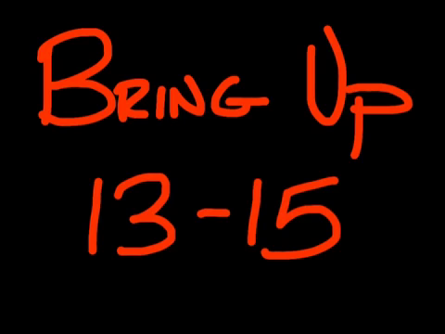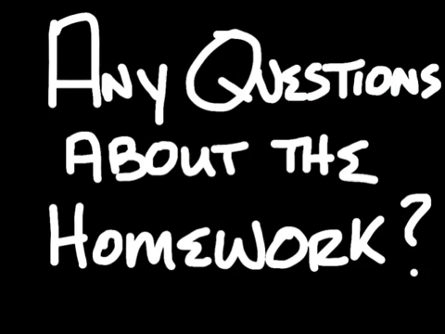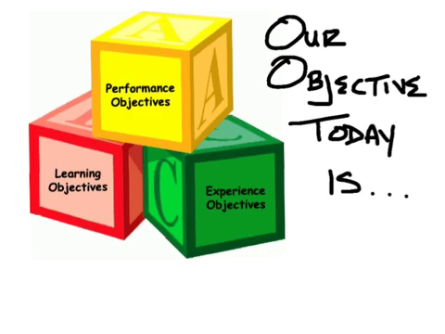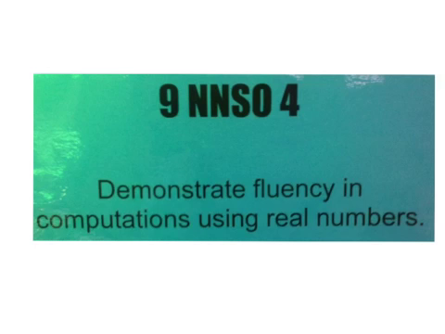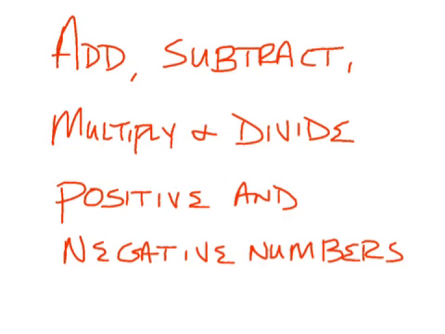Okay, bring up 13 through 15. The answers for 13 through 15 are -9, -11, and 3. Any questions about the homework? No? Okay, today's objective is to demonstrate fluency in computations using real numbers. And today's learning target is to add, subtract, multiply, and divide positive and negative numbers.